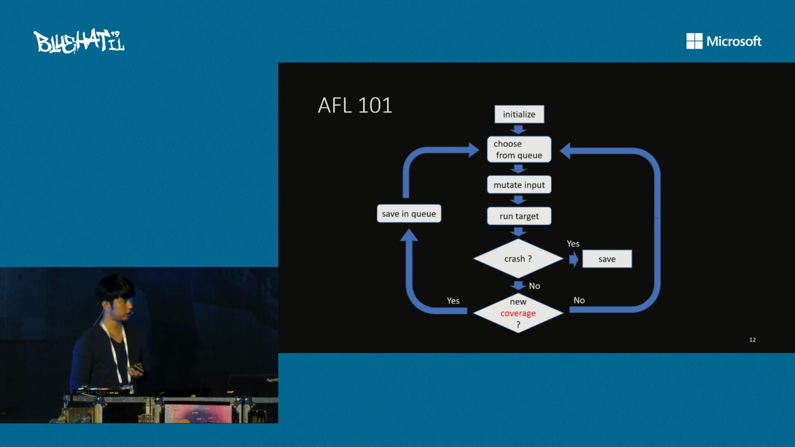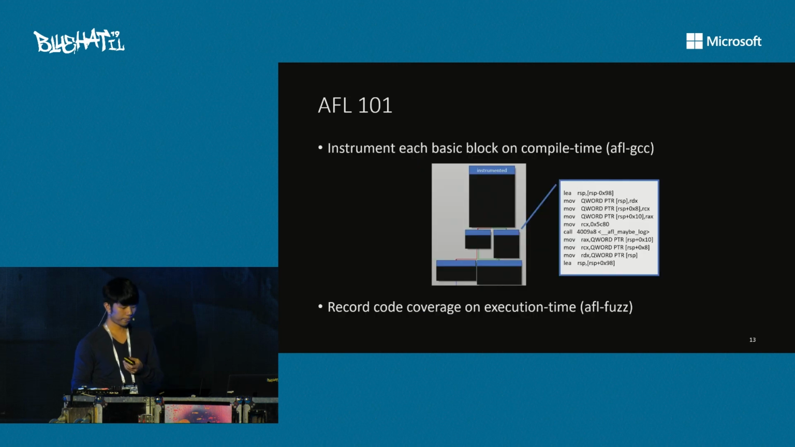So the key point here is the coverage. AFL instruments some assembly code at the beginning of each basic block during compile time. The assembly code is used to record the code coverage during execution time and save it in the bitmap. Then AFL can collect the code coverage from the bitmap directly.